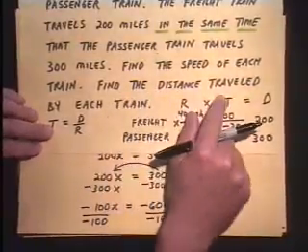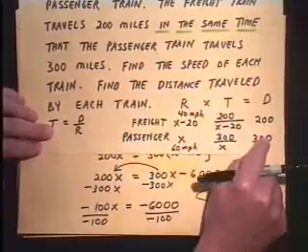Common sense. Find the distance traveled by each train. Well, we were given that, so we knew the distances here.